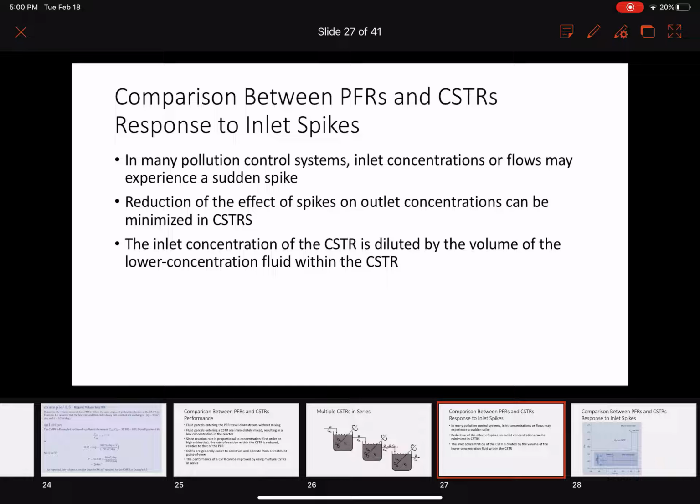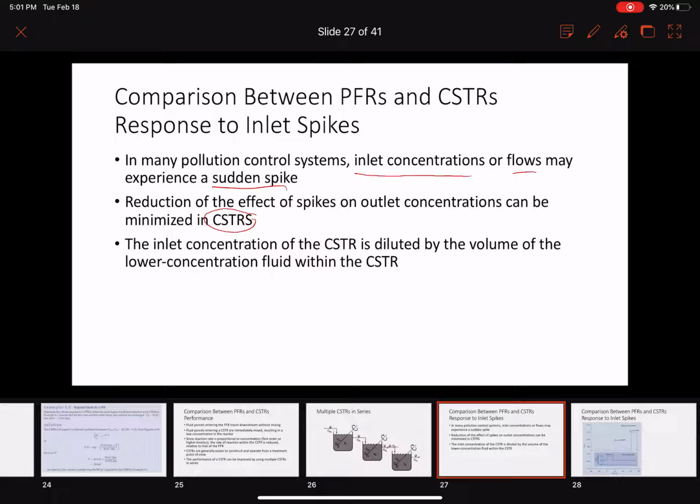So there are a lot of comparisons between plug flow reactor and CSTR response to inlet spikes, because in many pollution control systems, inlet concentration or flows may experience a sudden spike. You might have highly toxic chemicals at one time suddenly come to the plant. So the effect of spikes on outlet concentration can be minimized in a CSTR. CSTR is very good in minimizing sudden spikes.